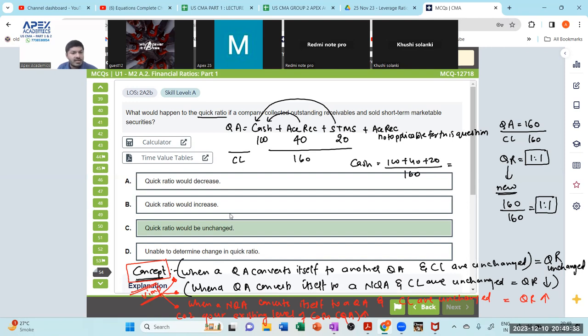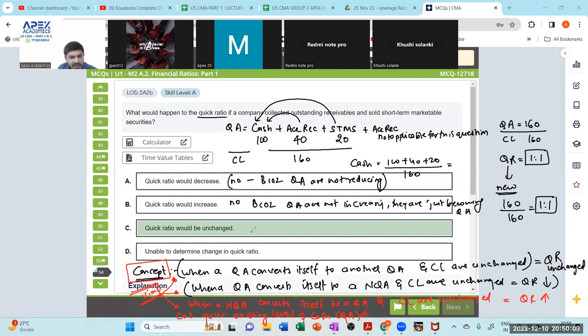Quick ratio. Now, one second. Let us also add some comments. Quick ratio will decrease? No, because quick assets are not reducing over here. This is a concept point. Quick ratio will increase? No, because quick assets are not increasing. They are just becoming quick assets. Quick asset becoming quick asset.